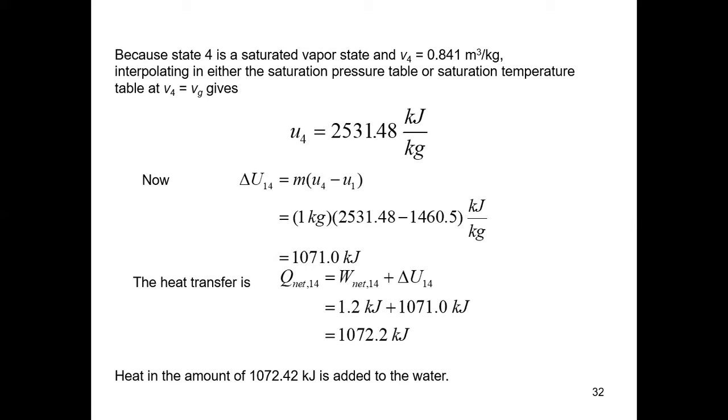Because state 4 is a saturated vapor state and V4 is 0.841 meter cubed per kg, interpolating in either the saturation pressure table or the saturation temperature table at V4 equal to Vg gives U4. So this comes from the table. Hence, delta U14 can be calculated as mass times the change in internal energy, and the net heat transfer is W net 14 plus the change in internal energy, delta U14. So this amount of heat is added to the water.